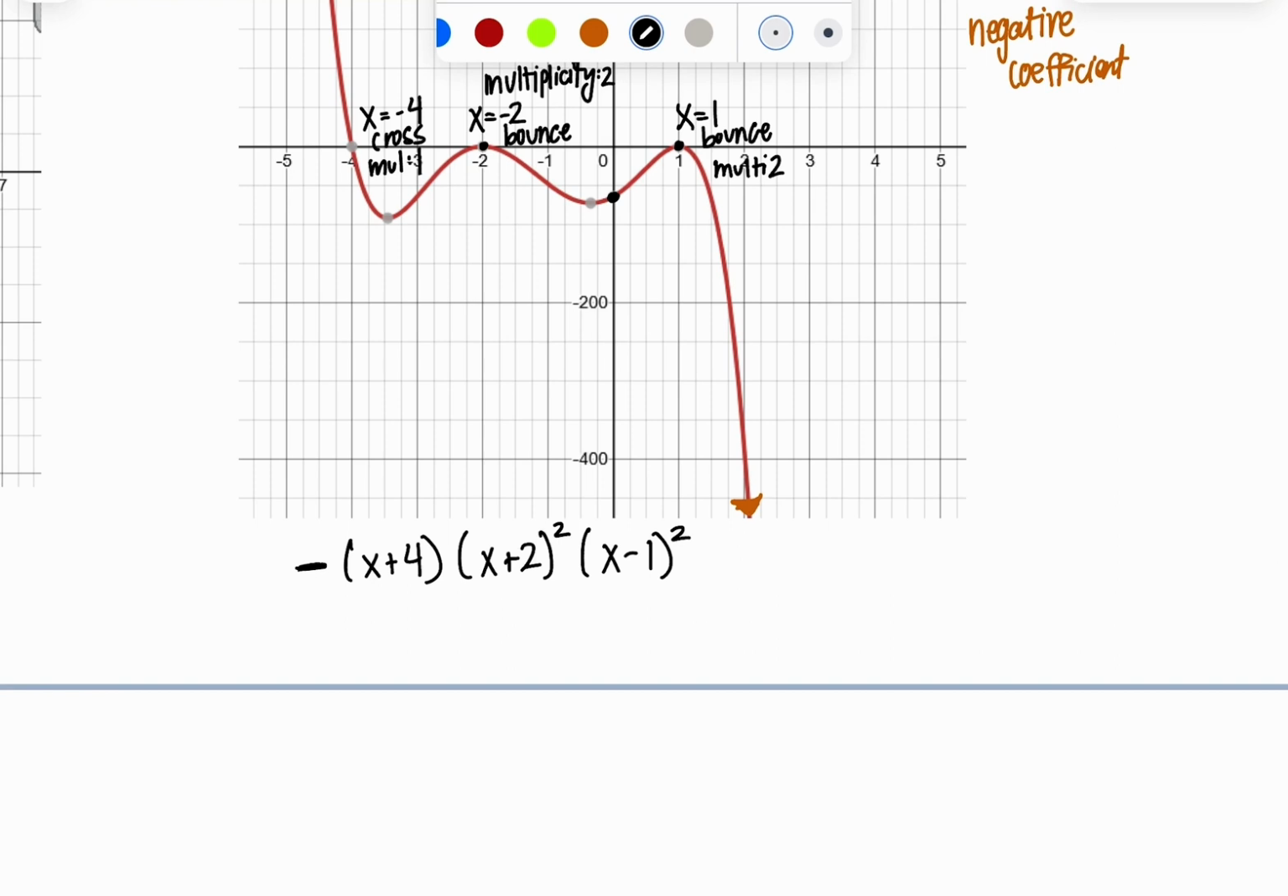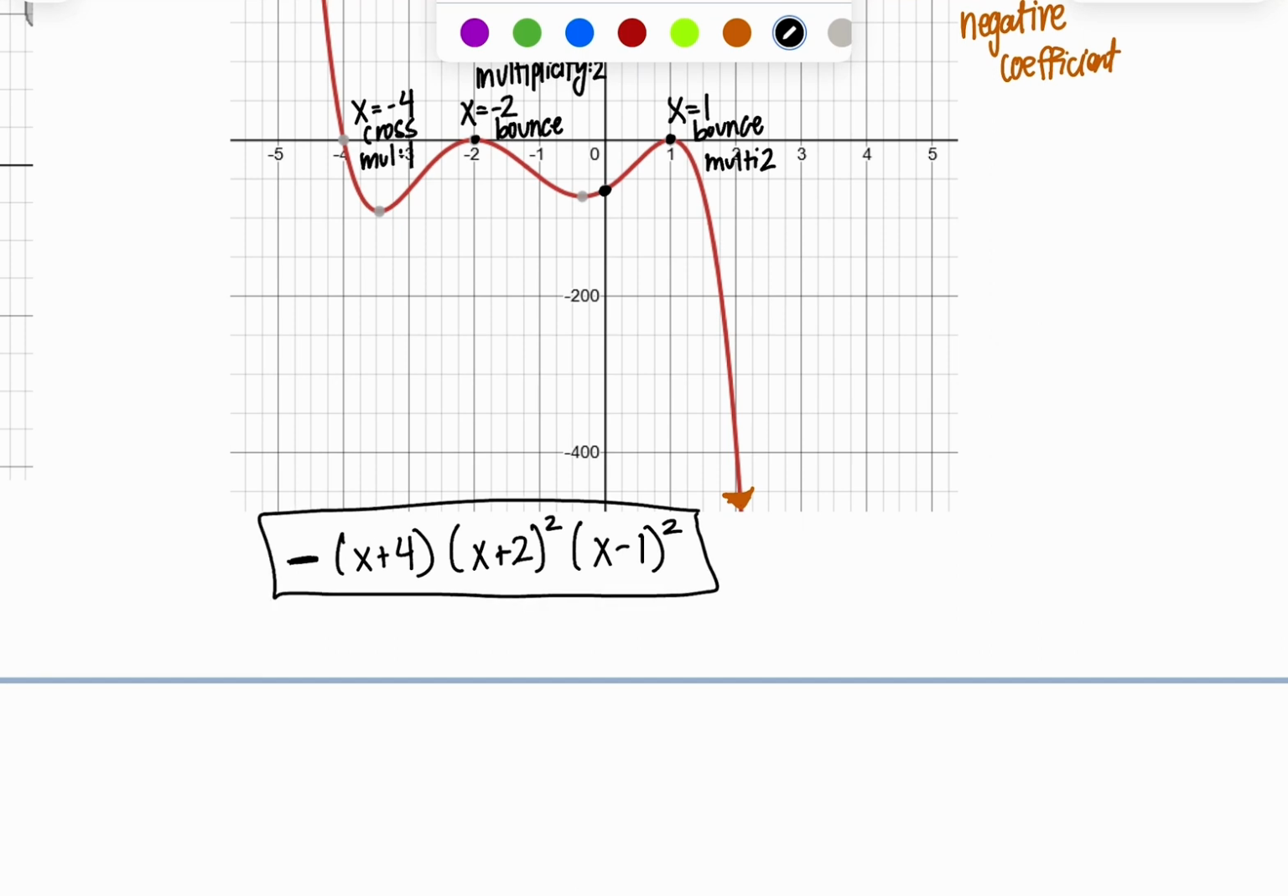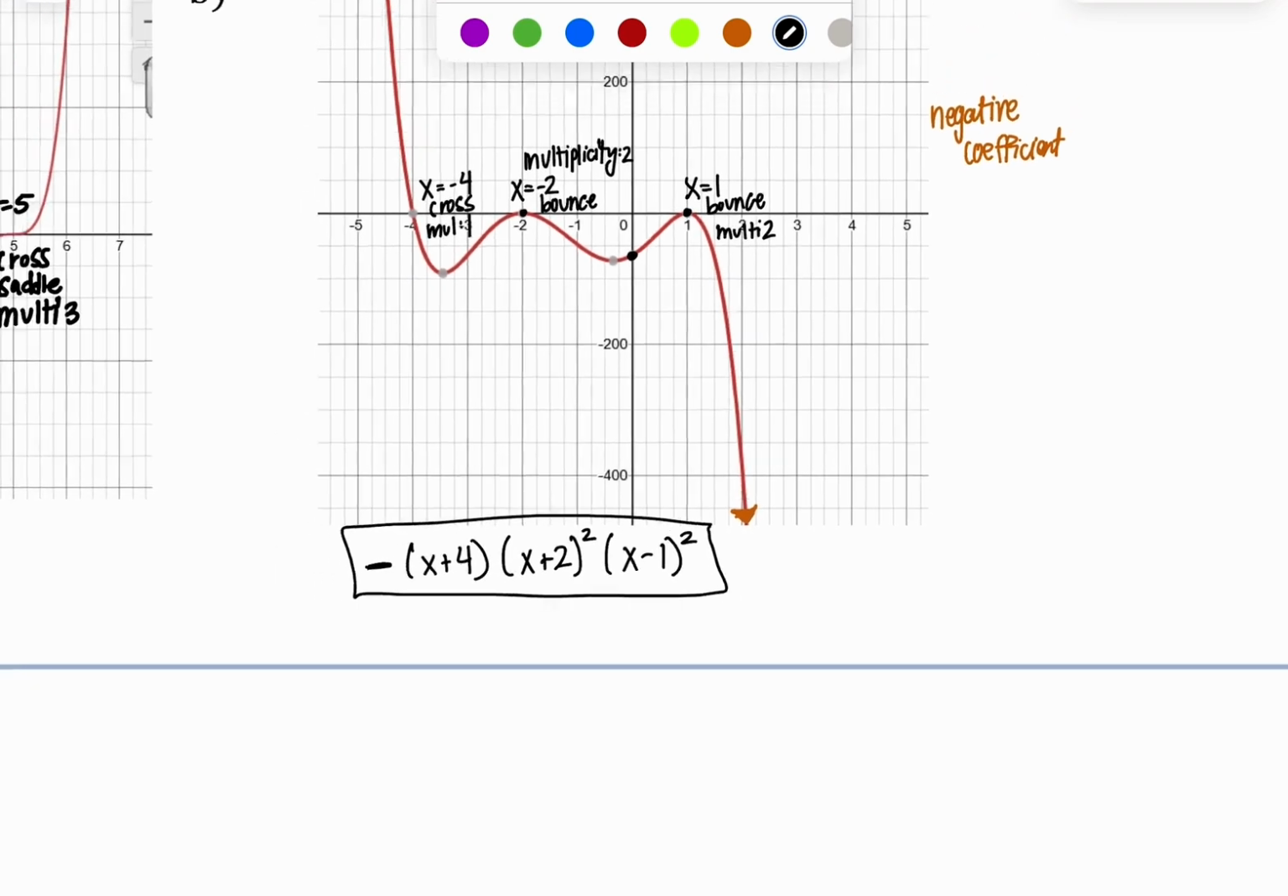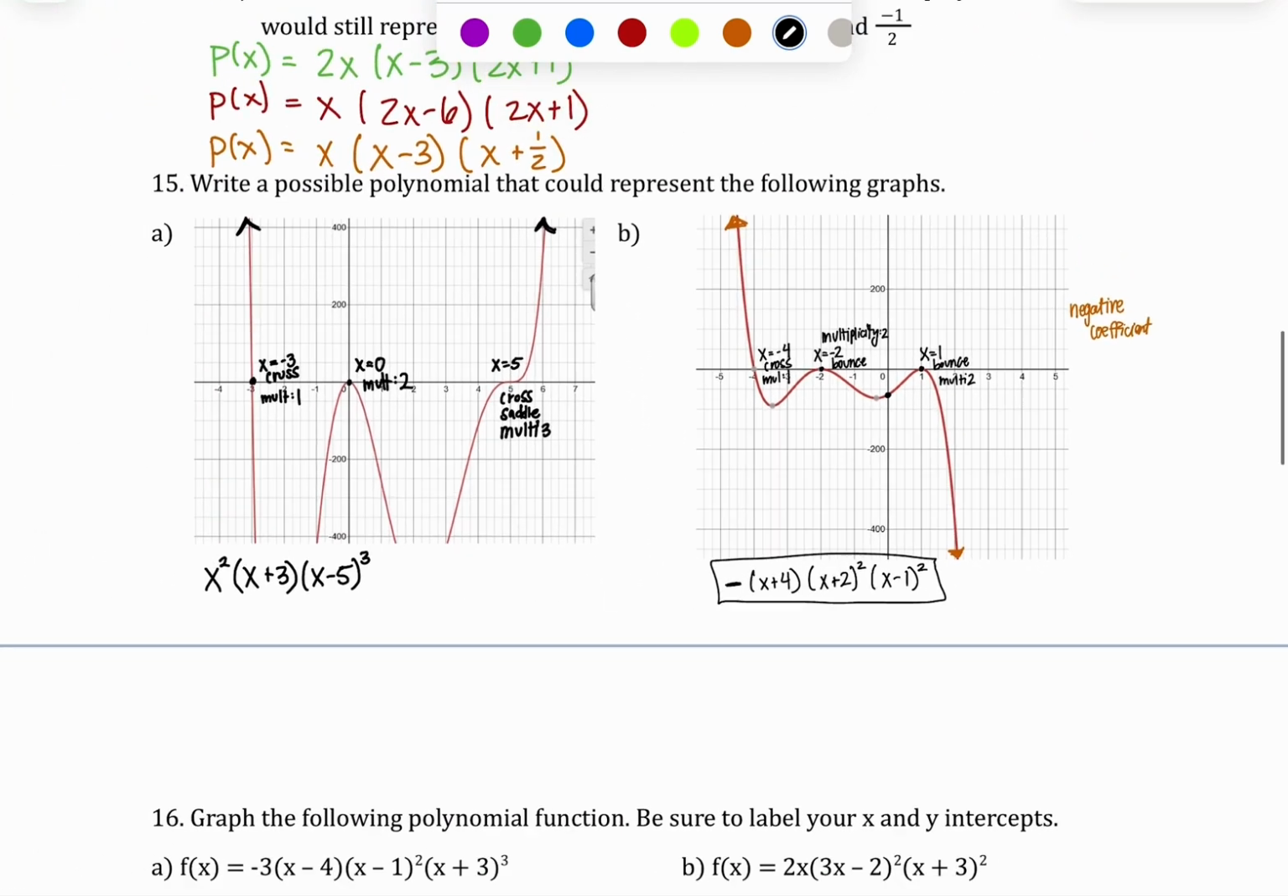And if we calculate this out and find the constant, right now we have 4 times 4 squared minus, and then times negative 1 squared. So we can see that this is just going to be a negative, but we're not really looking for that. So you can do negative x plus 4 times x plus 2 squared times x minus 1 squared. And that is a possible representation for the factored form.